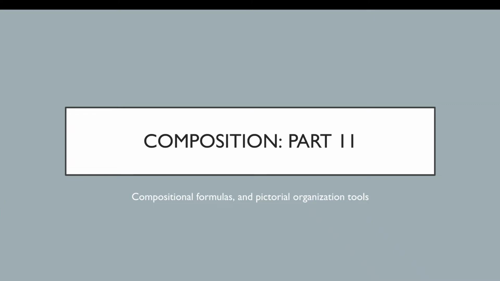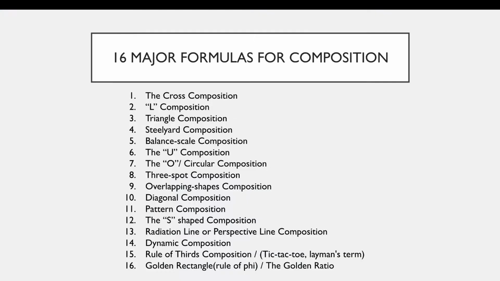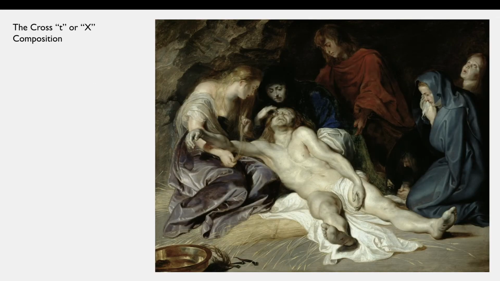In today's lecture, we're going to be discussing compositional formulas and pictorial organizational tools and strategies for you to learn. We're going to be essentially going through a list of 16 different types of compositional formulas. These are pretty major, and we're going to look at and review a series of artworks that really demonstrate these particular formulas quite well. So our first formula is going to be the cross or T composition.